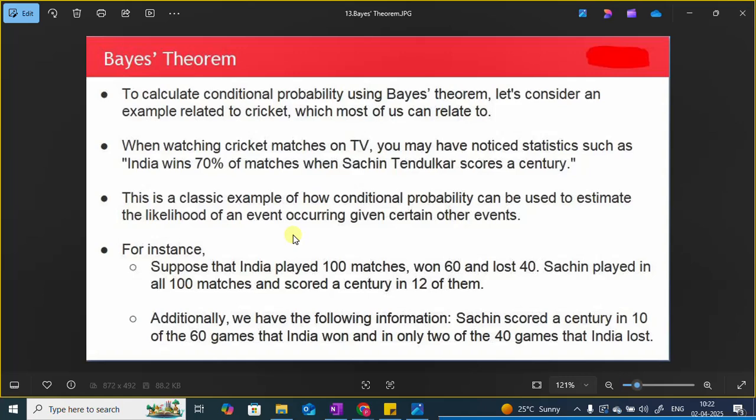What is that? So, for instance, it is giving two different problem statements. Suppose that India play 100 matches, won 60 and lose 40. Clear? Now, Sachin played in all 100 matches, fantastic, and scored a century in 12 of them. So out of 100 matches, Sachin made 12 centuries, and the remaining 100 minus 12 is nothing but 88 matches. He does not make any century.